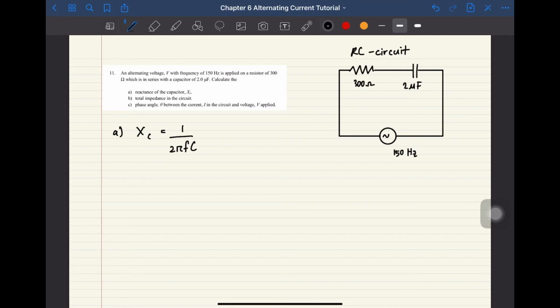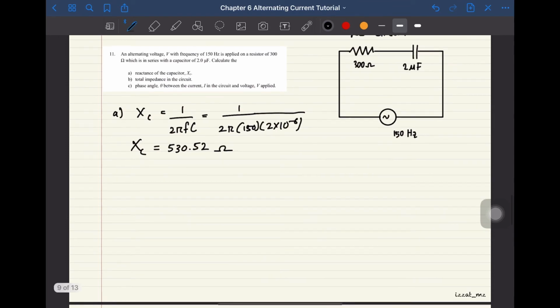So you just substitute all the values. 1 over 2 pi times 150 times 2 times 10 negative 6. This one should get 530.52. Okay, don't put the wrong unit. The unit would be in ohm. So this is basically just a resistance, but this one is called reactance.